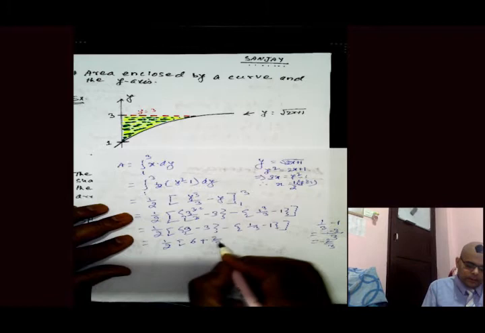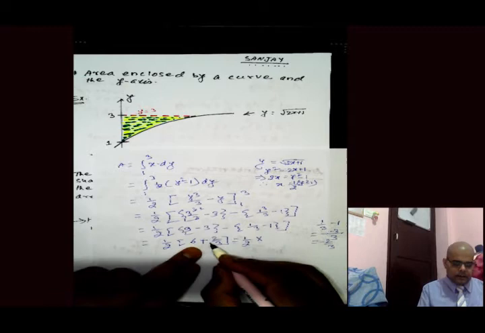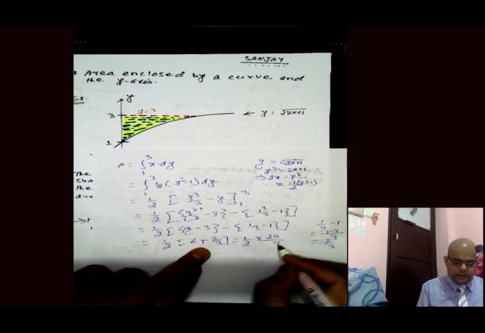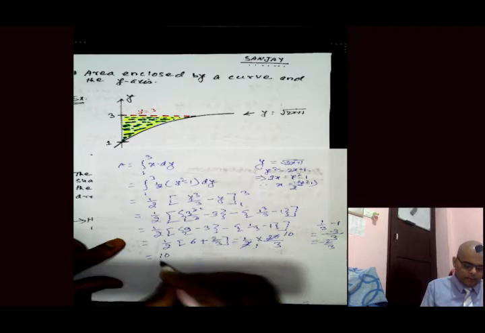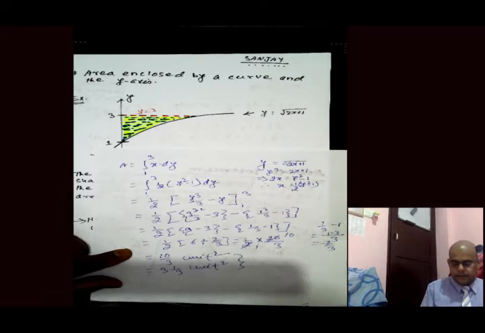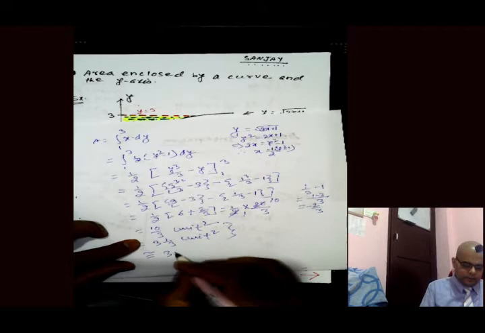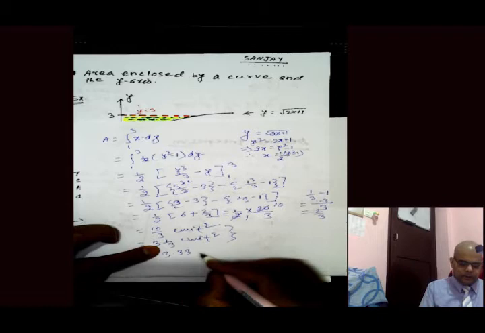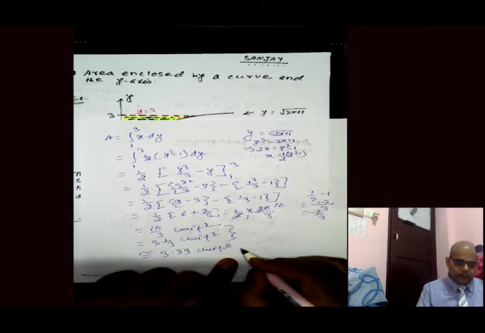And then it is 1 by 2 times, 6 threes are 18, plus 2 is 20, and then this is 20 by 3. So 2 tens are here, so it is now 10 by 3 square units. You can write the answer in square units. Also you can write 3 threes are 9, so this is 3 and 1 by 3 square units. So these are the exact answers. But if you like, you can also find it as 3.33 square units, if you are rounding off this number correct to 3 significant figures.